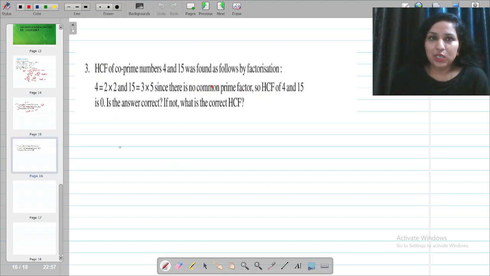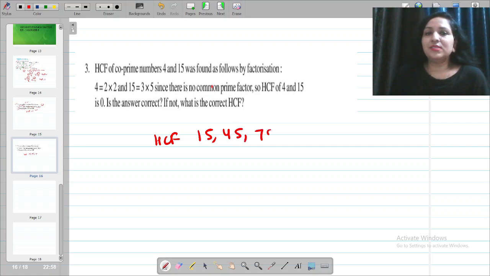I am writing a question here. I request you to kindly find the highest common factors of these numbers and please put it in the comment option. I'll wait for your answer. So your question is, find the highest common factor of 15, 45 and 75. That is your question. 3 numbers are being given: 15, 45 and 75. You need to give me the highest common factor of these 3 numbers.